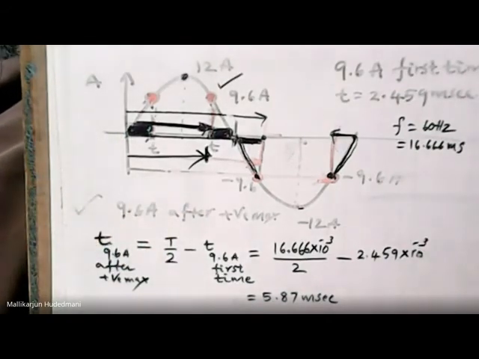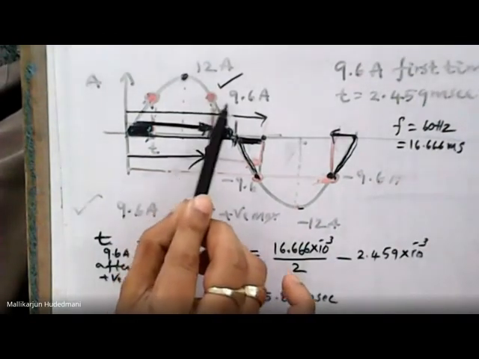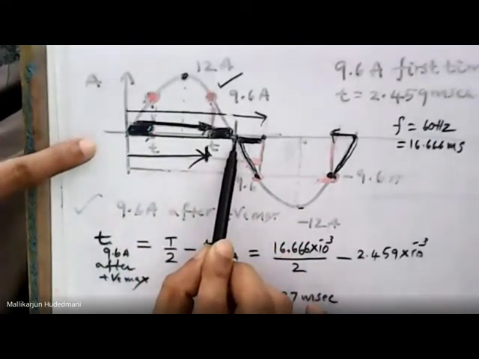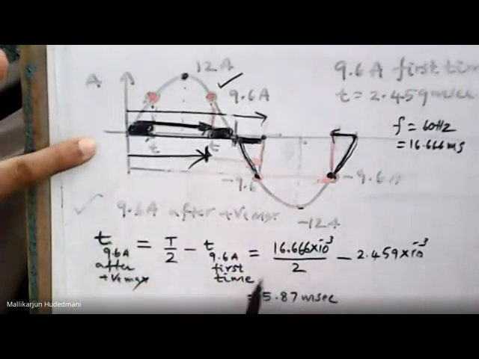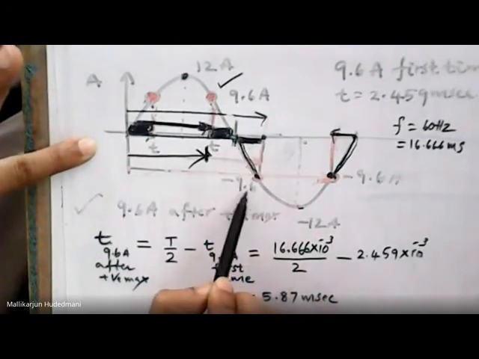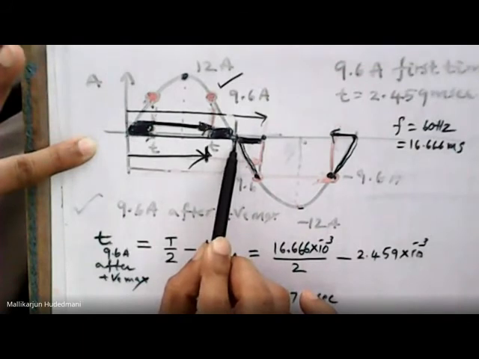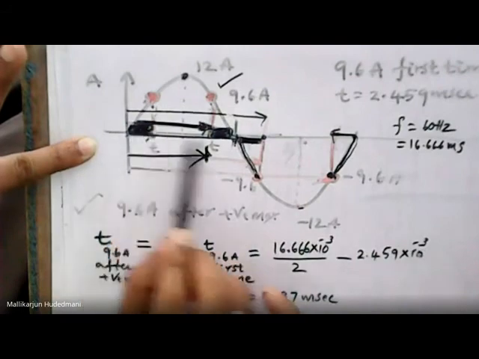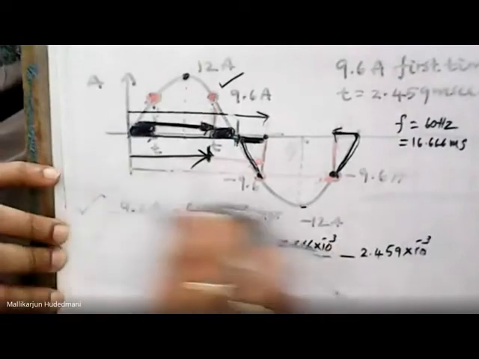So I will revisit this problem once again. The positive value of 9.6 after the positive max is half cycle time minus the quantity's first time occurrence value. I have to subtract. Then the occurrence of 9.6 minus first time is T by 2 of that plus the value of the quantity occurring the first time. This length I have to add. For that, I will write it and show you.